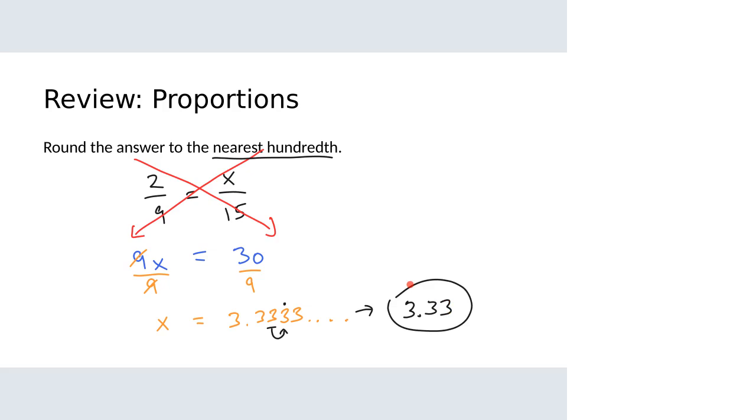Let me know if you have any questions on that before we start looking at questions where we're going to use proportions to solve them. All right.